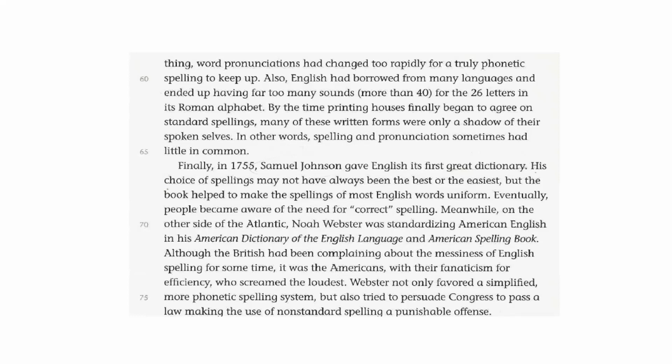His choice of spellings may not have always been the best or the easiest, but the book helped to make the spellings of most English words uniform. And uniform means the same. I'm not talking about the police uniform or army uniform, but uniform means these things are uniform. Oh, they're all the same. Yeah, that's what we're talking about. Eventually, people became aware of the need for correct spelling.